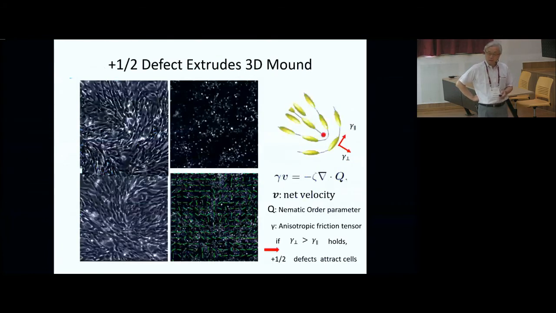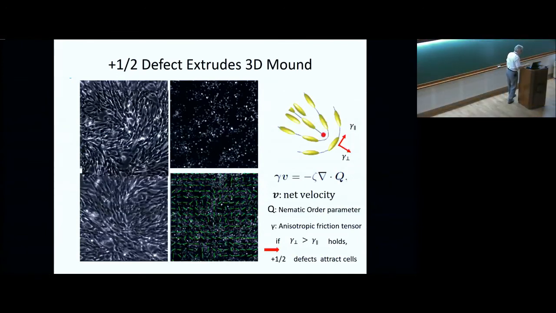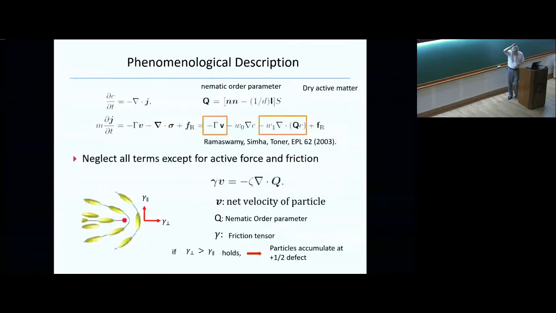And to describe this phenomenon, we use a very simple model of active matter, dry active matter. So we use Ramaswamy's paper on dry active matter, on the shaken granular rod, I think. In this case, there is no fluid, no momentum conservation. We neglect mass conservation. We neglect all the inertial terms, noise. We just retain the active force term and the viscous drag force term.